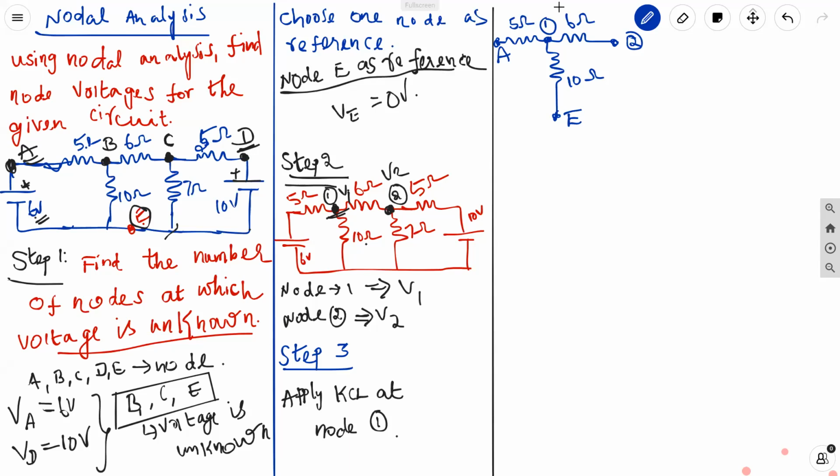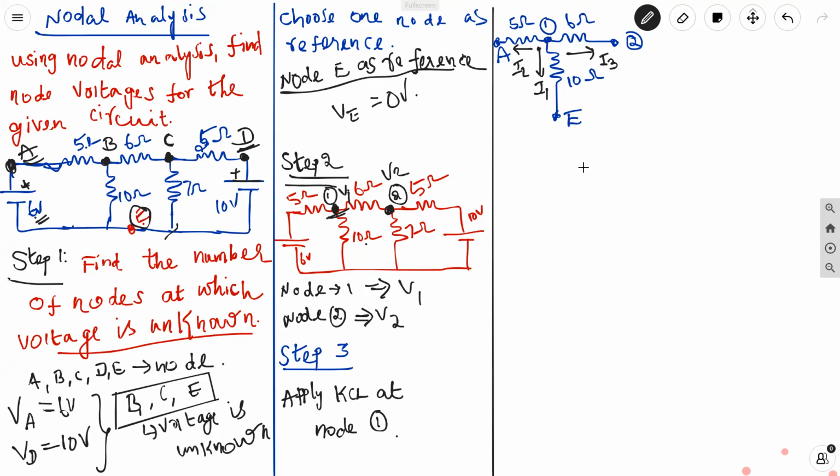Now we'll assume all the currents are outgoing currents here. Let us take the current through 10 ohm, away from node 1, as I1, the current through 5 ohm as I2, also away from node 1, and the current through 6 ohm as I3, again away from node 1. So I repeat, assume all the currents are away from the node. Now we can easily apply Kirchhoff current law.